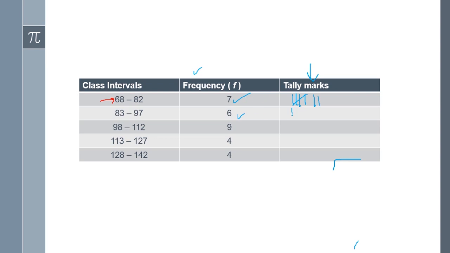Similarly for the 6, what do we do? 1, 2, 3, 4, 5, the 5th line will be like this. So this is 5 and what will be left? 1, so 1 is over there. So we need to make this tally mark like this. Here are the tally marks for 7, then 6, for 9, and then 4.